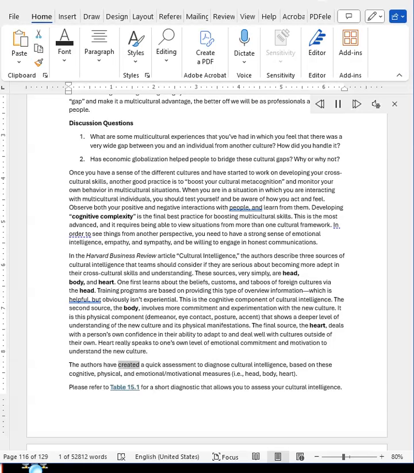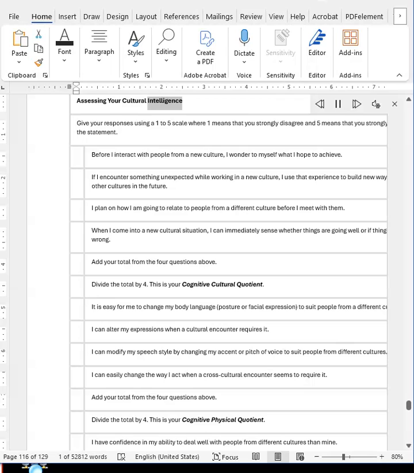The authors have created a quick assessment to diagnose cultural intelligence based on these cognitive, physical, and emotional/motivational measures, i.e., head, body, heart. Please refer to Table 15.1 for a short diagnostic that allows you to assess your cultural intelligence. Assessing your cultural intelligence. Give your responses using a 1 to 5 scale, where 1 means that you strongly disagree and 5 means that you strongly agree with the statement.